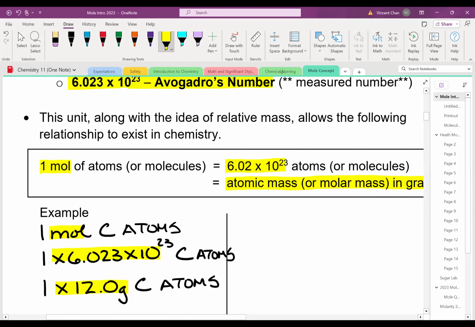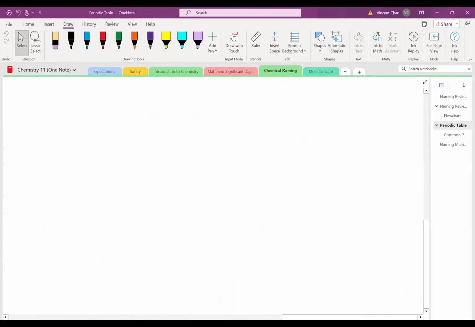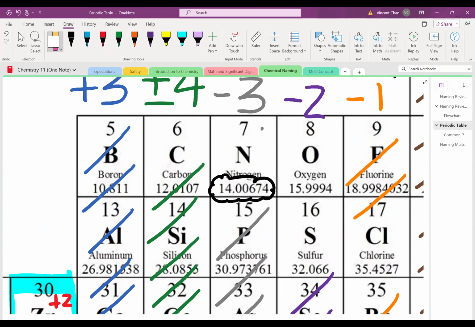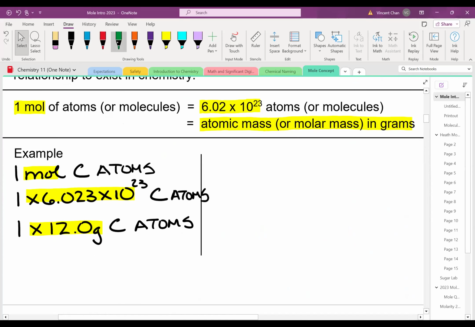If we take a look at the periodic table for carbon, notice the atomic mass is... let's wait for my computer, here we go. What we have here is carbon with a mass of 12.017. Okay. Now, it doesn't matter if we have atoms or molecules. Let me give you an example here.